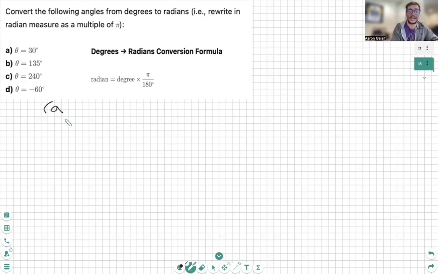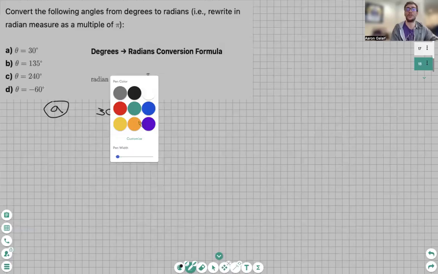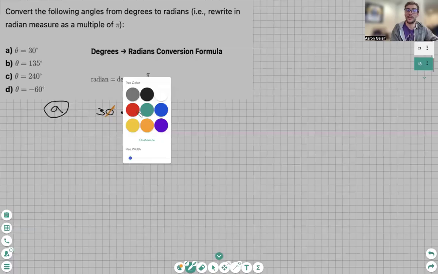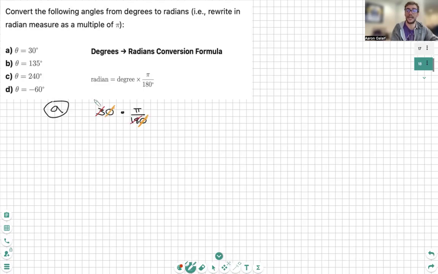So let's start. We start with 30 degrees. 30 degrees multiplied by pi over 180. Well, if we're doing this by hand, we can see the zeros are going to cancel. And then we can further simplify that 18 and 3 have a GCF of 3. So we can take 3 out of 18, which is going to be 6. So we see what's left. We have a pi on top times 1, so just pi. And we have a 6 on the bottom. So 30 degrees converts to pi over 6.